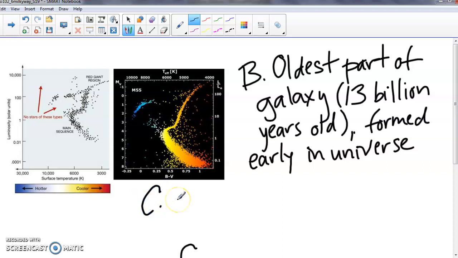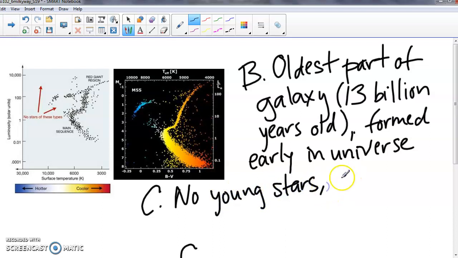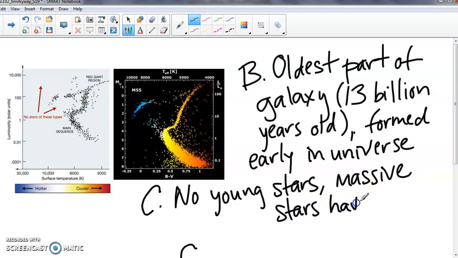Just like we saw with the elliptical galaxies, we know these guys are old because there are no young stars present. All of the high mass stars have died. And so I'm going to take you back to the HR diagram here real quick. You see these HR diagrams over here on your screen. Notice, look at the top of the main sequence. There are no high mass stars left.